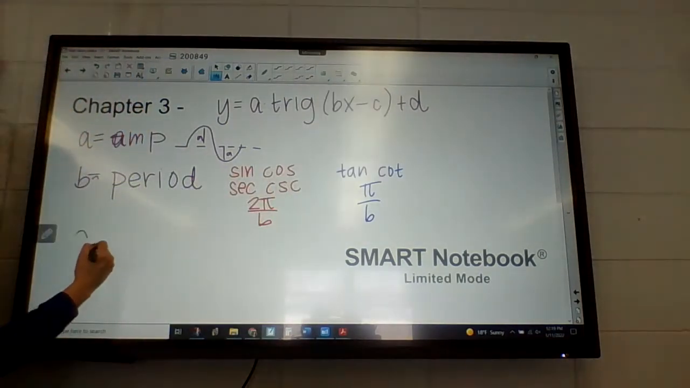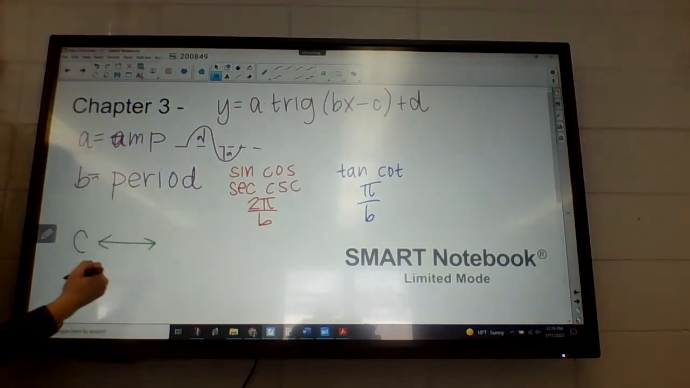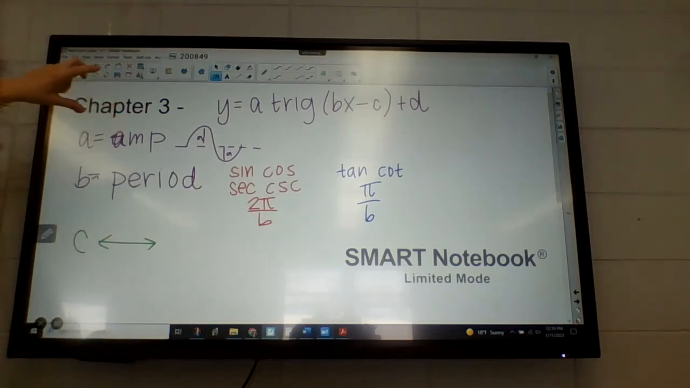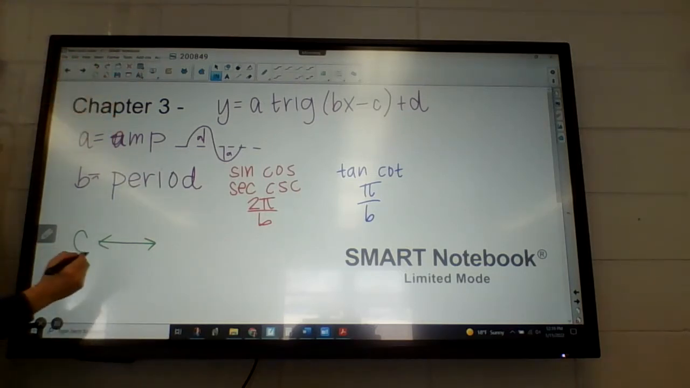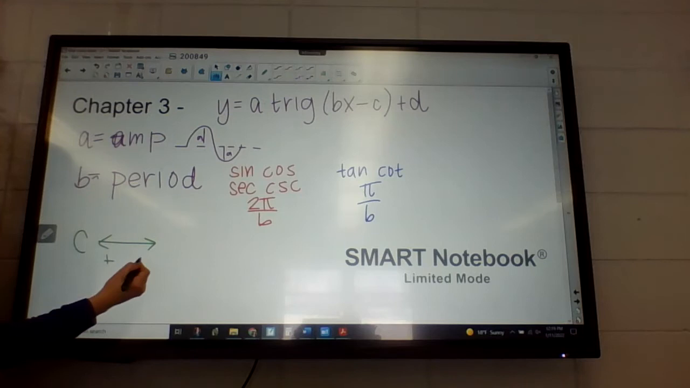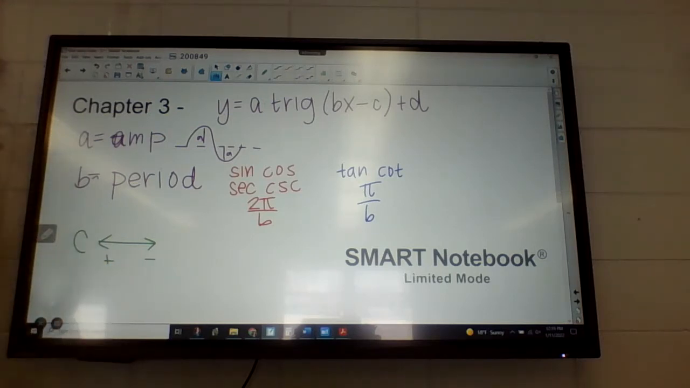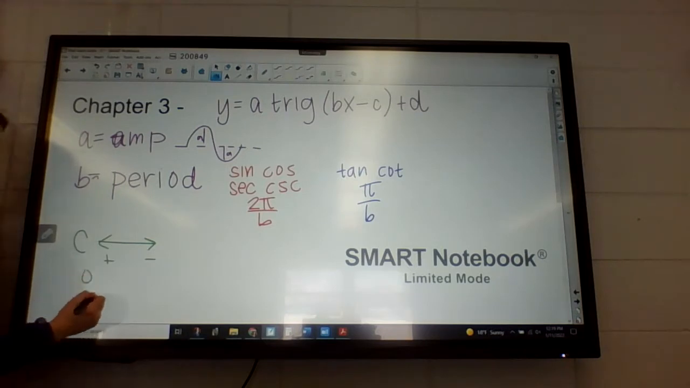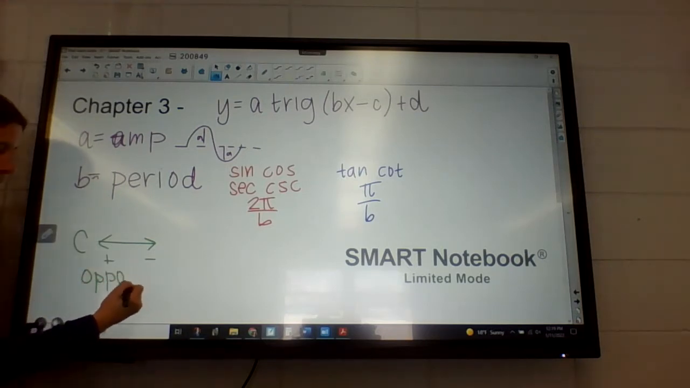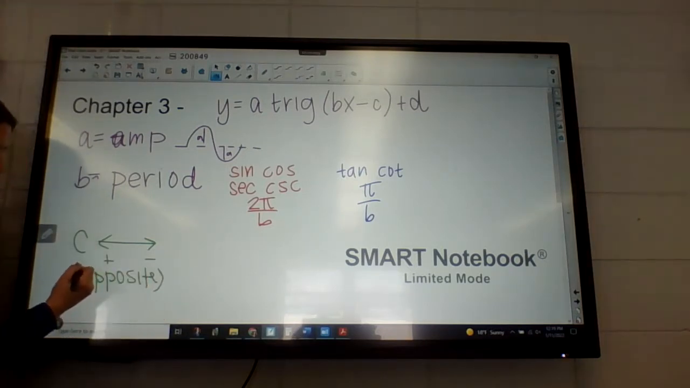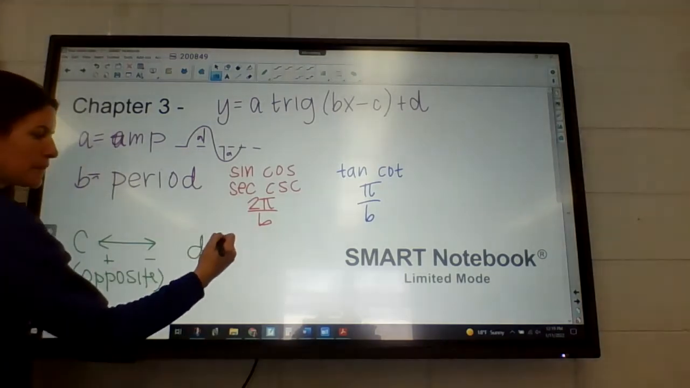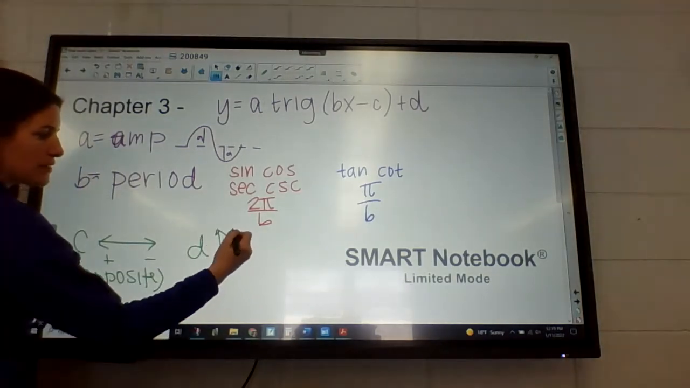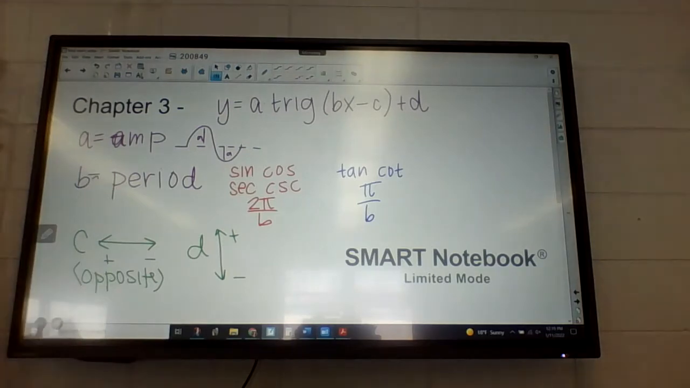So C moves us left and right, but it does the opposite of what we expect because of the minus sign there. If C looks positive, it actually moves negative, or moves left. If it looks negative, it actually moves right. So it's the opposite. Whereas D moves it up and down, and that's normal. So that doesn't change depending on the sign.